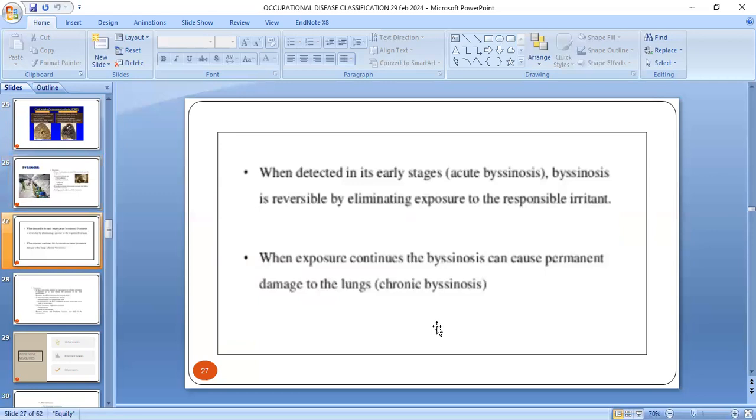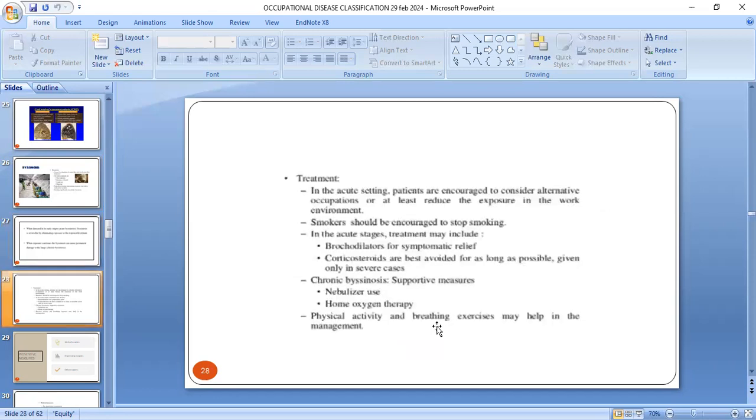When byssinosis is detected in its early stages, it is reversible by eliminating exposure to the responsible irritant. When exposure continues, the byssinosis can cause permanent damage to the lungs, which is called chronic byssinosis. In its treatment, in the acute setting, patients are encouraged to consider alternative occupations or at least reduce the exposure in the work environment. Smokers should be encouraged to stop smoking.